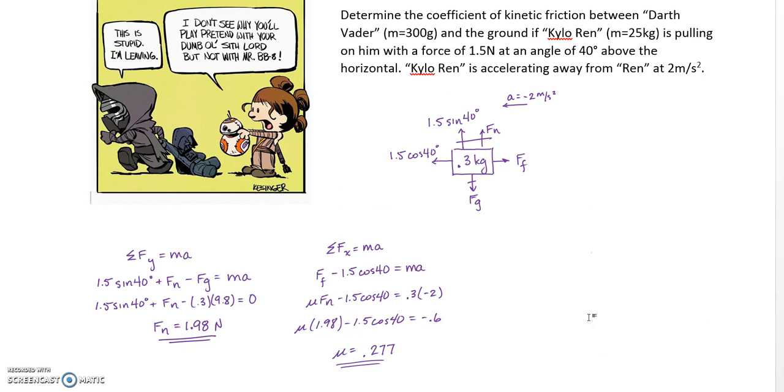Sum the forces in the x plane equals ma. This time you do have acceleration, and big thing here, we are replacing the force of friction with mu Fn through substitution. We are bringing the 1.98 we solved from the y plane into the equation now for that normal force, because that's the normal force that's responsible for friction. And when you do all that, you should get the 0.277.